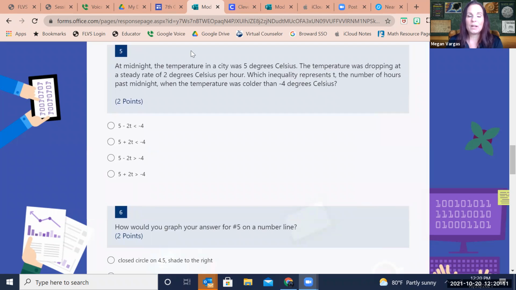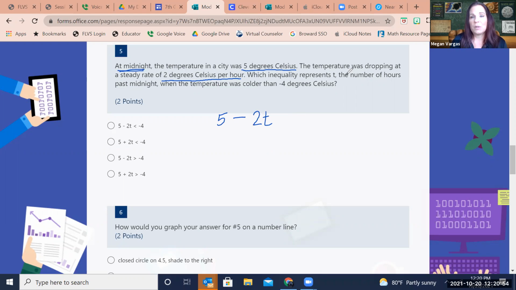All right, here we've got at midnight. So this is our starting value, right? At midnight, the temperature in a city was 5 degrees Celsius. The temperature was dropping at a steady rate of 2 degrees Celsius per hour. So my temperature is dropping at 2 degrees per hour, right? So if it's 4 hours, I would do 2 times 4. If it was 10 hours, I would do 2 times 10, right? To know how much it's dropping. I don't know the number of hours, so I just put T.